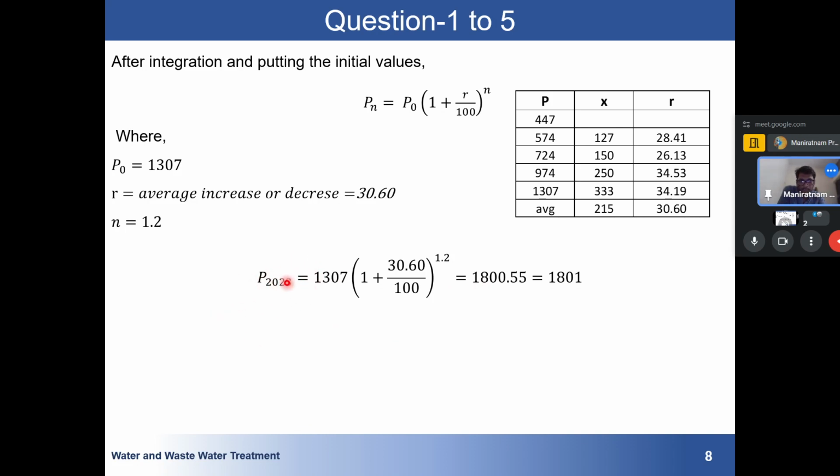Now I have substituted the value, and remember the population is always reported as an integer. So if you calculate it, it will come out to be 1800.55. So I will be reporting to the next integer, not the lowest integer. I will always report my answer to the next integer, that is 1801. I hope this is clear to you.